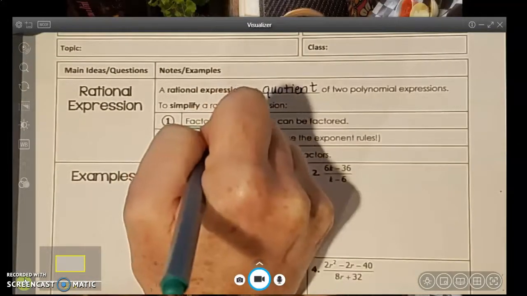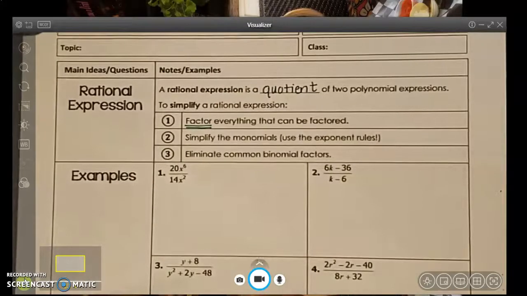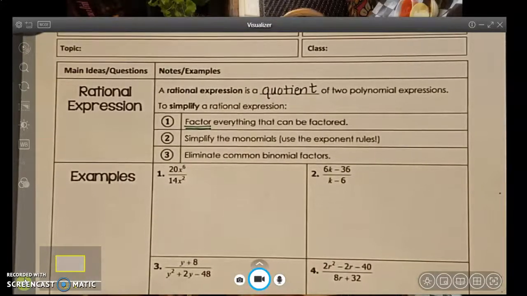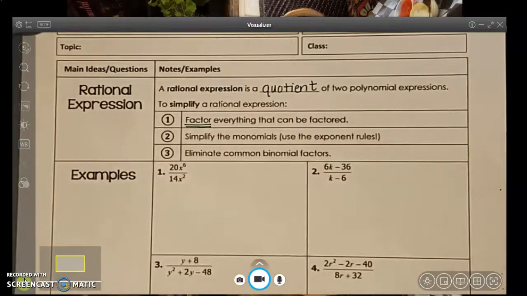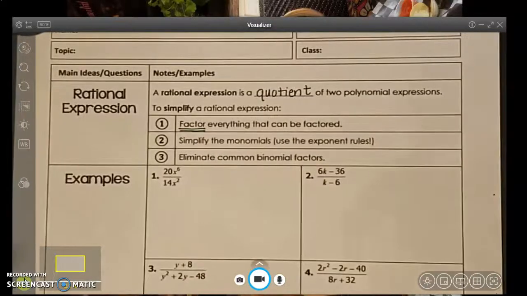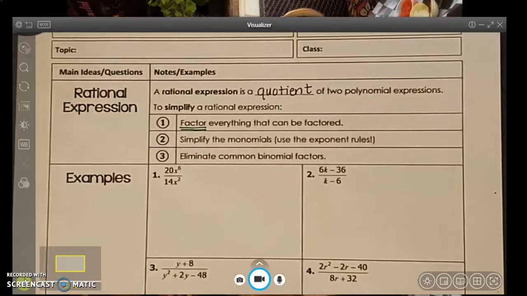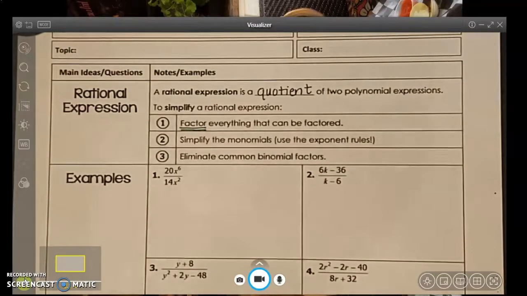We are going to be doing a lot of factoring with rational expressions, and we will be working on this for the next 3 weeks. Factoring is going to be our primary thing that we're doing in simplifying rationals. Then we're going to simplify the monomials using exponent rules and eliminate any common binomial factors. So let's take a look at number 1 here.